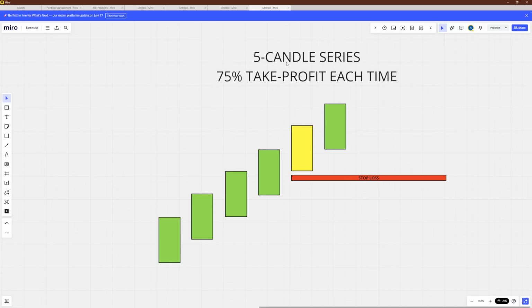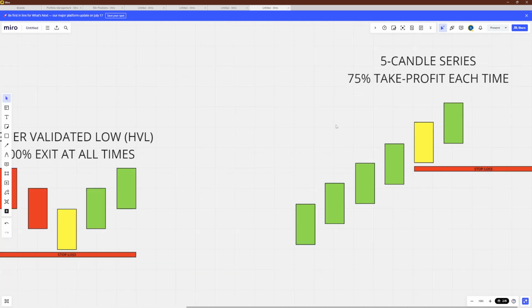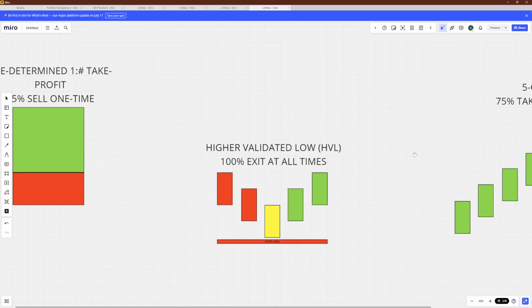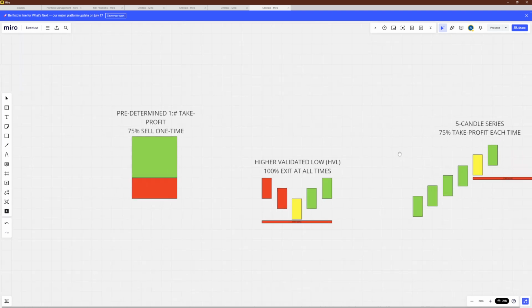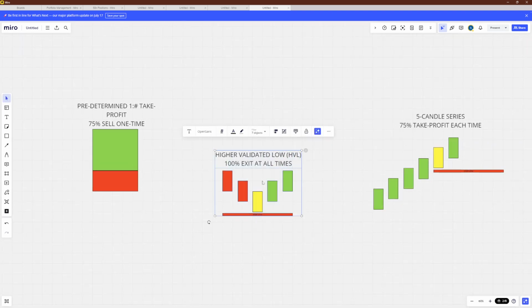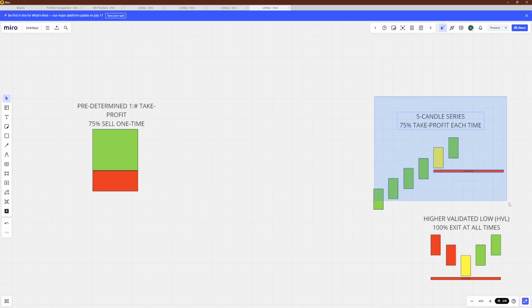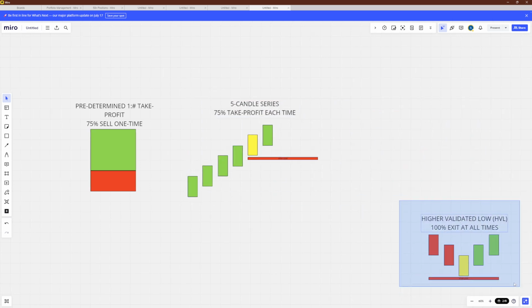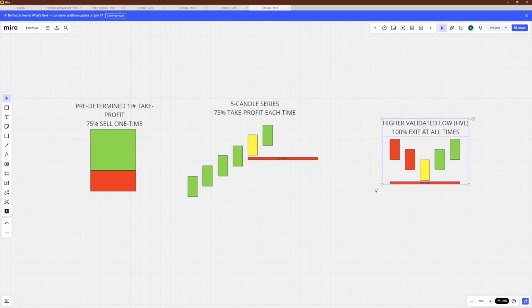So a 5 candle series is always going to be a 75% take profit for me as well. So there's 2 75% take profits and 1 100% take profit. Okay, I probably should have grouped these differently. Actually, yeah, let me just do that real quick. So I'll just move this down here, and hopefully this will clear some things up so that everyone on the team can understand it.